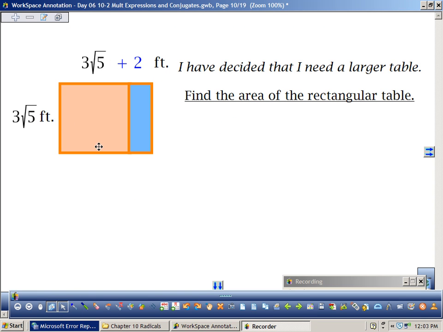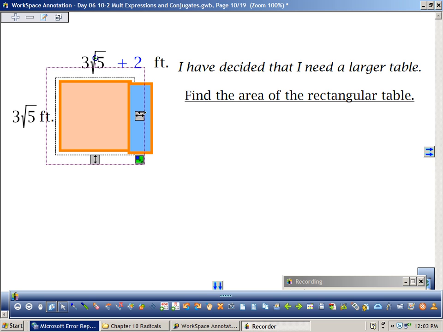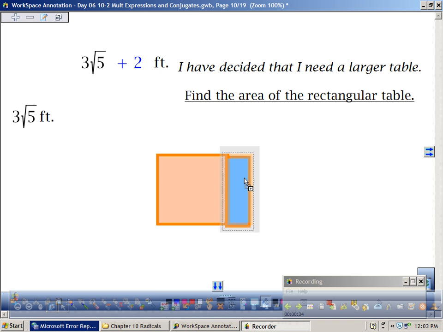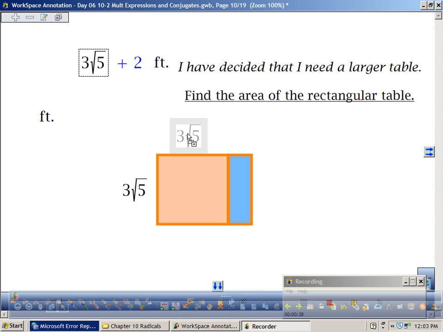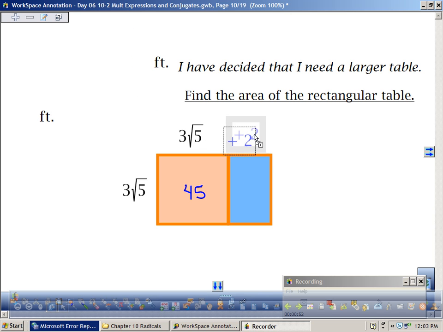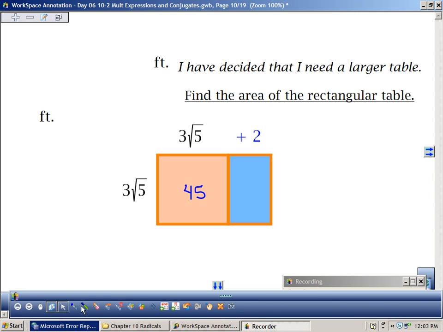Okay, so now, if I wanted to add a couple feet to it, I would use the same concept. I already know how much 3 root 5 times 3 root 5 is. How much is that? 45. We just found that in the last example, right? But what am I going to do with this? Add on the end. So how would I multiply that?